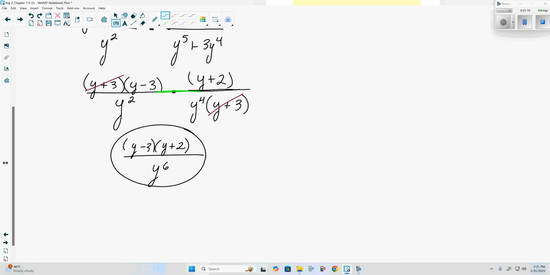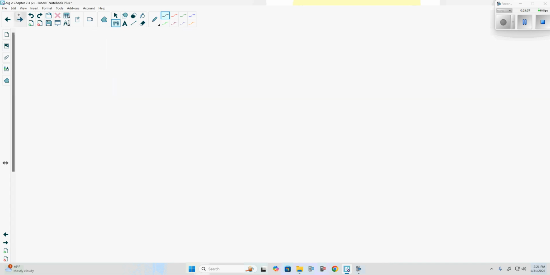And again, we can leave it in this factored form. We don't have to multiply it back out. We don't have to rewrite the numerator as y squared minus y minus 6. Leave it in parentheses. No reason to multiply it out. Yes.